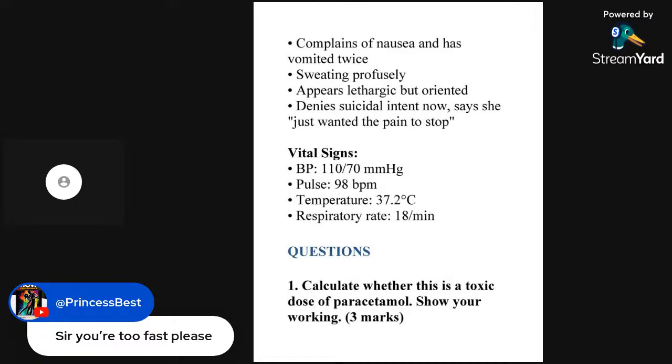All right. Vital signs 110/70, pulse 98, which is normal, temperature 37, respiration rate 18 per minute. So, question 1: calculate whether this is a toxic dose of paracetamol. Show your working. Good.